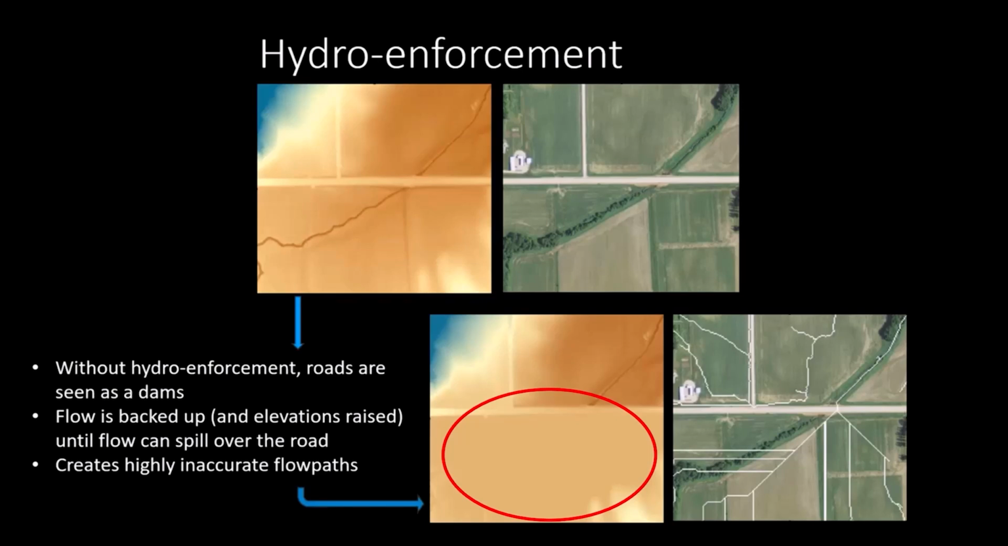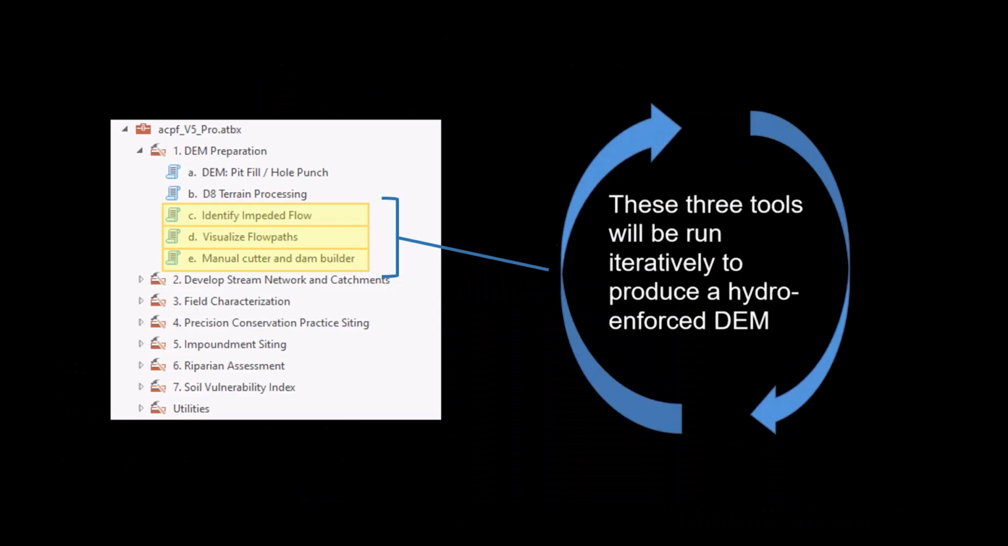The ACPF has been built to assist you in this process of hydroconditioning, and we have some tools that we've developed that will guide you step by step through this process. There are three tools involved in the hydroconditioning process. The first one is the Identify Impeded Flow Tool, which we will go into more in depth coming up here shortly.